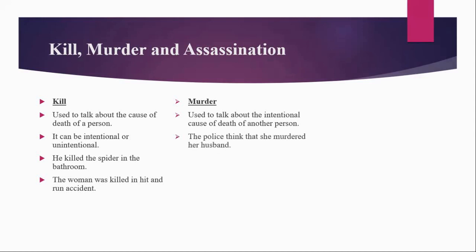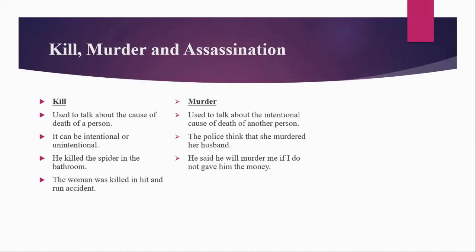The police think that she murdered her husband. So murder has a very serious connotation. This is something that someone plans and then executes for the sake of taking somebody's life. Or, he said he will murder me if I do not give him the money. So simply announcing, okay, I'm going to murder you, has an intention of doing so. This can never be unintentional, right? So this is the context in which murder is used.